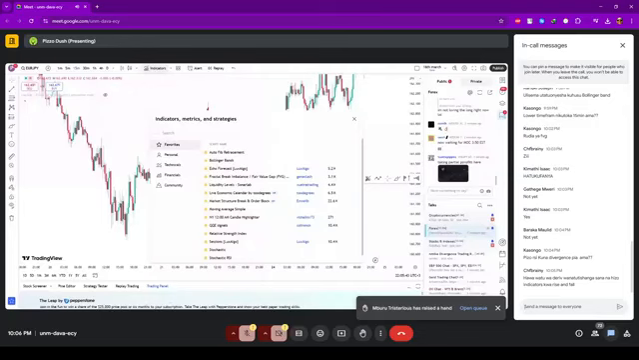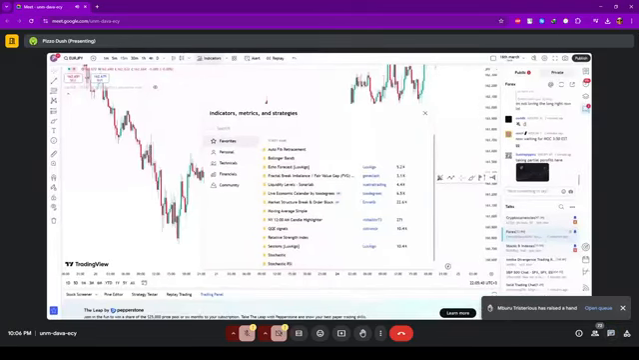Kuna RSI nyingi. I can see I've lost my connection. I hope you can see clearly now. Yeah, I see it's back. So ukisearch RSI utaselect ya kwanza, relative strength index yenye haina maneno mengi huko mwisho. Just click it once peke yake like that.